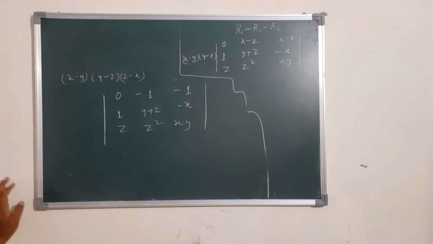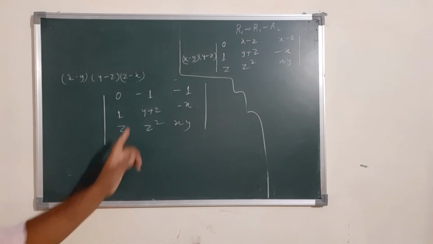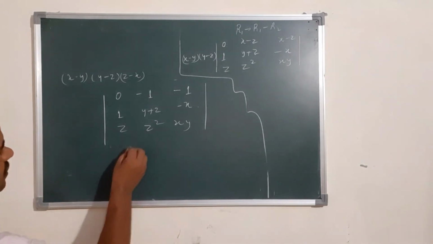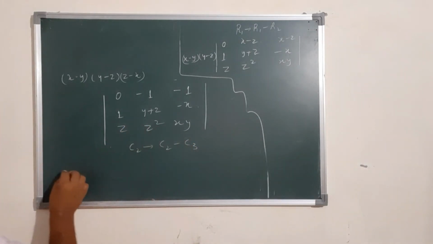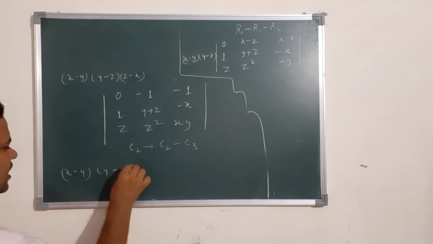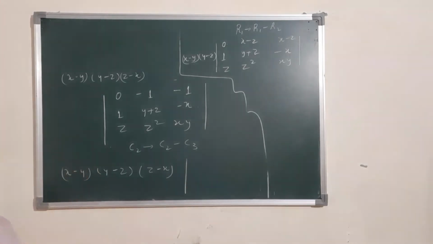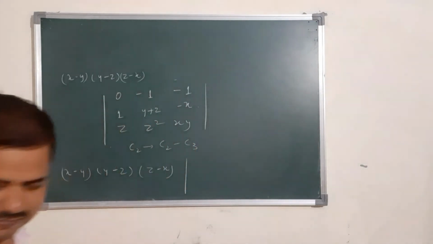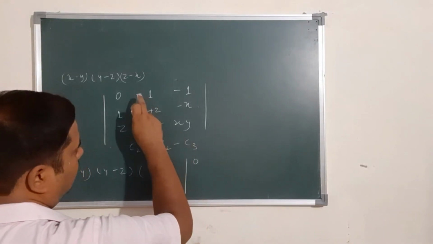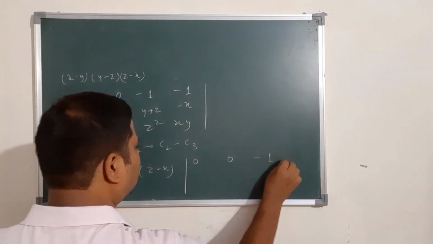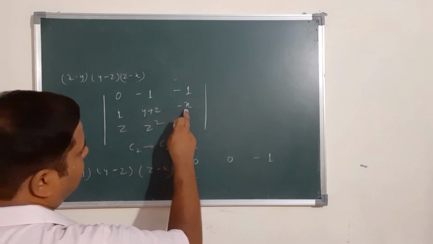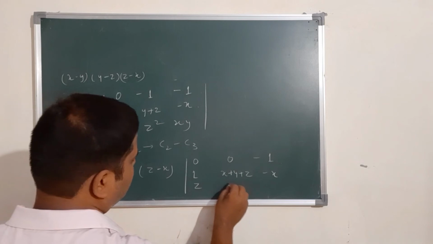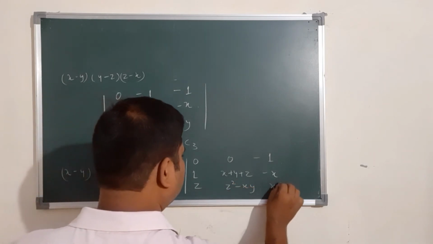Okay, so if we again see here, if we take c2 tends to c2 minus c3, then we will have x minus y, y minus z, z minus x, and within the determinant we have 0, 0 and minus 1, 1, y plus z minus x, that is x plus y plus z minus x, and this is z and z square minus xy, and this is xy.